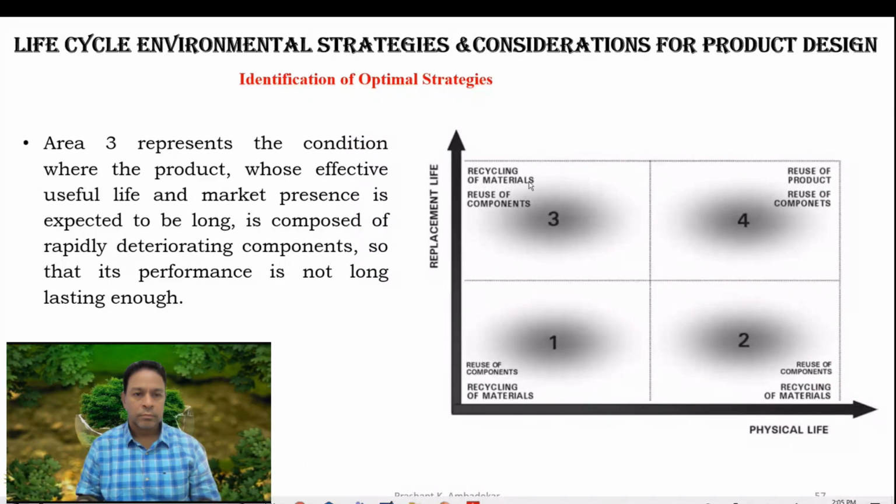Again, area 3 is not a good design. We have already seen in the earlier sketch. Area 3 represents the condition where the product whose effective useful life and market presence is expected to be long. मतलब टेक्नोलॉजी चेंज नहीं होने वाला है, वो प्रोडक्ट बहुत दिन तक मार्केट में रहने वाला है, एंड सो ऑन. बट देन इट इज कंपोज्ड ऑफ रैपिडली ड्यूरेटिंग कंपोनेंट, लेकिन उसका लाइफ खत्म हो गया, वो टूट गया बीच में, एंड इज नो लॉन्ग लास्टिंग इनफ, और वो टूट गया एंड देन इट कैन नॉट बी फर्दर यूज्ड.